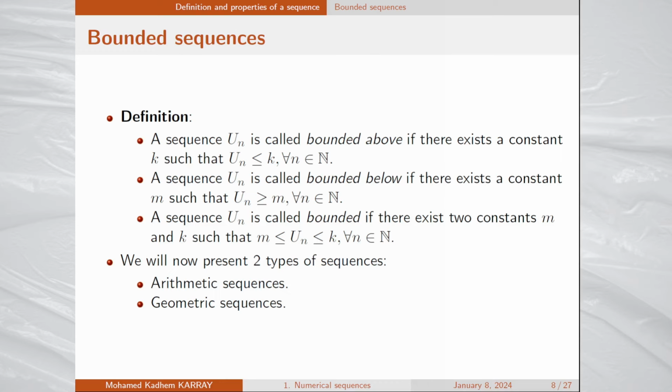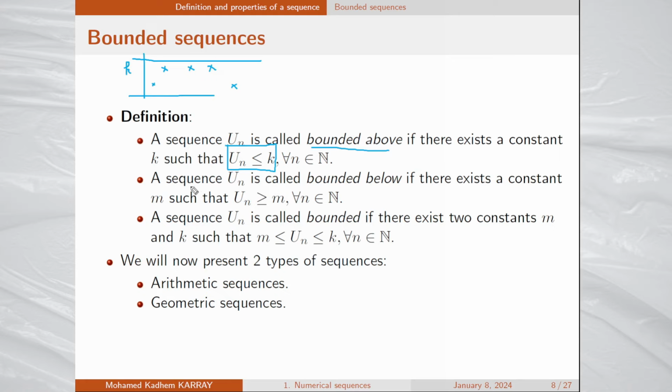We present now bounded sequences. A sequence is called bounded above if there exists a constant k such that un is smaller or equal than k for any n. This is an example of bounded sequence. Imagine that it takes some values here, okay, but it never exceeds some value k. This sequence is bounded above by this value k.